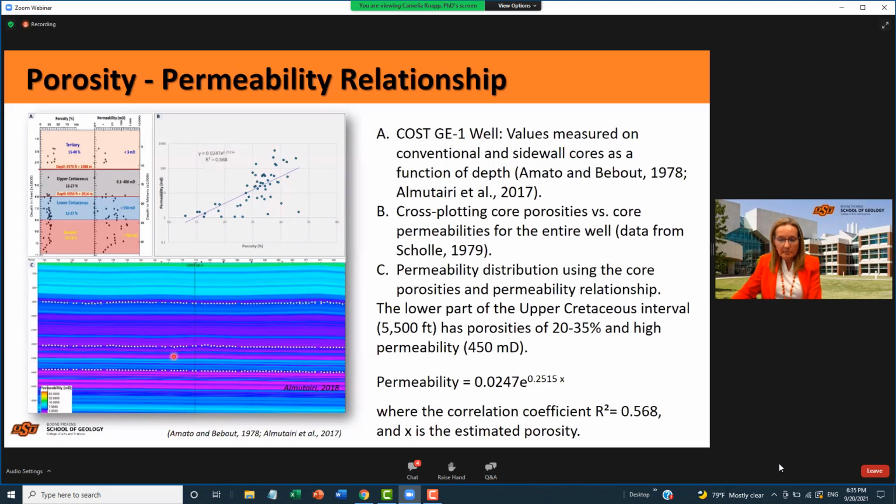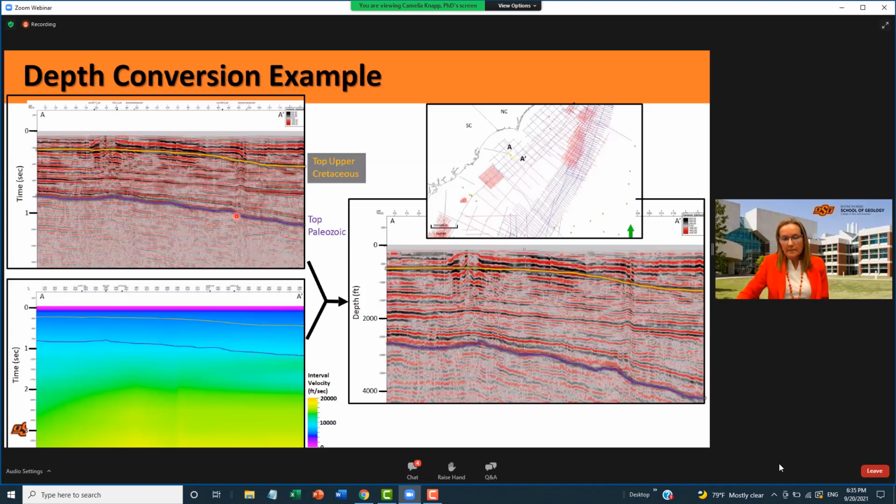Here in C, we show the permeability distribution estimated using a regression relationship between the core porosity and permeability. A least square exponential fit was used here to predict the permeability distribution as a function of porosity that was extracted previously from the acoustic impedance. And then we basically extrapolated that throughout our volume. And again, this was 2D data, but Khaled was able to bin the data and create a pseudo 3D volume out of the denser 2D seismic lines.